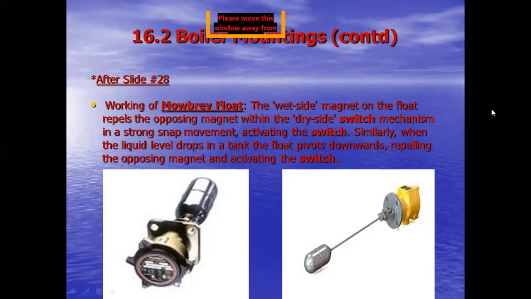Similarly, let's say on your heavy oil settling tank, you can have a Mowbray float to activate the pump. If your heavy fuel oil transfer pump is kept on auto, when the level reaches the required point, your heavy fuel oil transfer pump cuts in and it runs till the required level alarm, the required Mowbray switch, which is at a higher level, is activated. Once it reaches that level, the heavy fuel oil transfer pump shuts off.